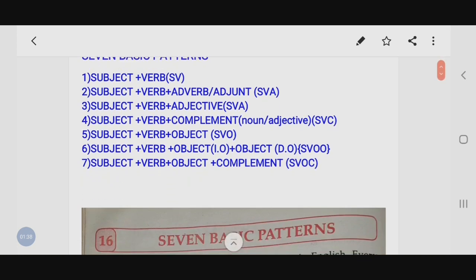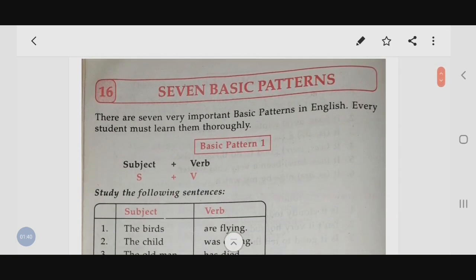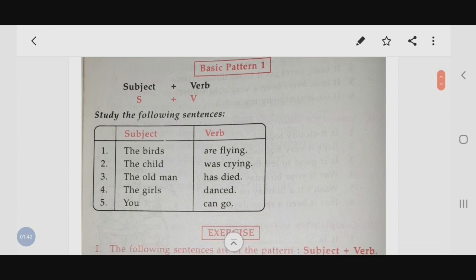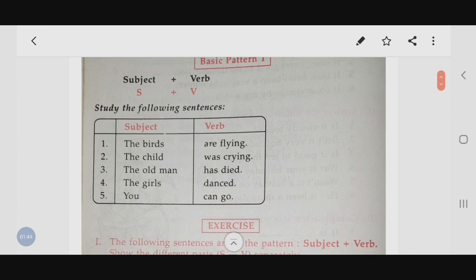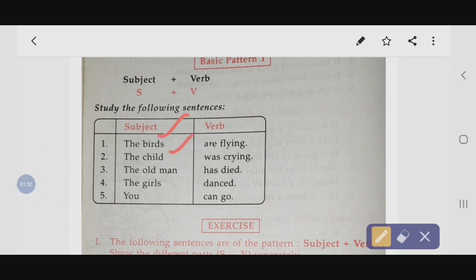So here the first one, subject plus verb. Okay. Here subject, you know, may be a noun or may be a pronoun. So here noun, noun. This is pronoun. So here you know verb. Okay. Here verb may be main verb or may be auxiliary verb.